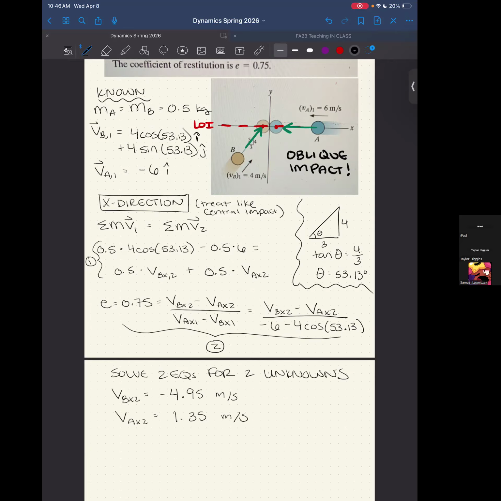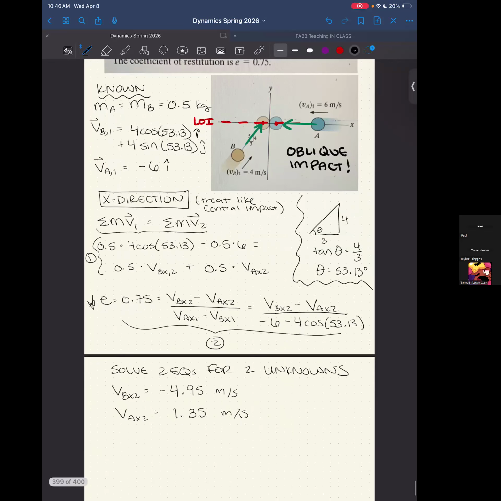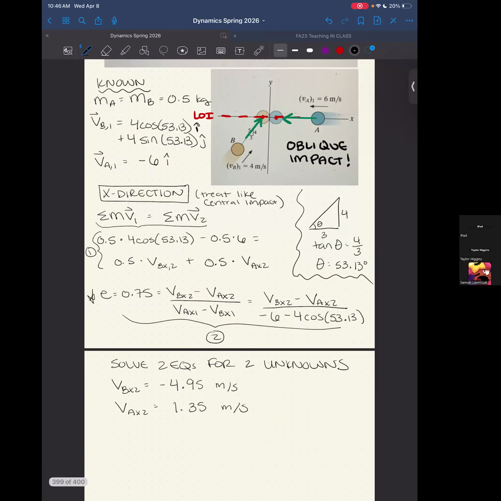Okay, did anyone have any issues with the X direction? Just as a reminder, we treat the X direction as though we're doing central impact. We do the conservation of momentum in the X direction for the system, and we use our coefficient of restitution equation. That lets us solve for the final velocities in the X direction.